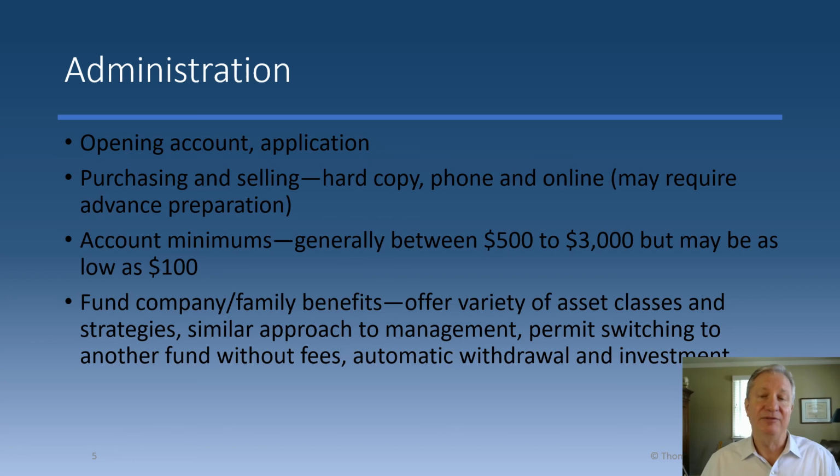You may have to prepare in advance, but you would submit it online. Account minimums are generally between $500 and $3,000, but can be as low as $100, as I mentioned earlier in this chapter. And fund companies or fund families have benefits, such as offering a variety of asset classes and strategies, similar approaches to management, meaning the way they manage, are they aggressive, are they conservative, as examples, permitting switching from one fund to another without fees within one family or company, and having automatic withdrawal and investment, meaning you can sign up to have the fund company take money directly out of your account. It's a great way to save.